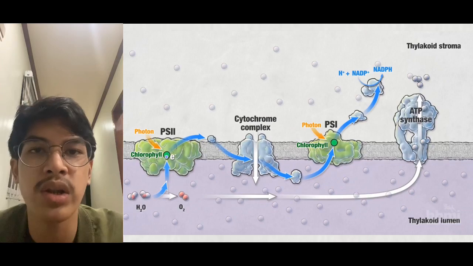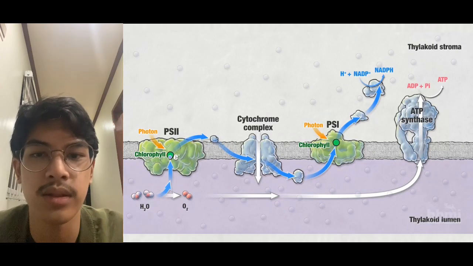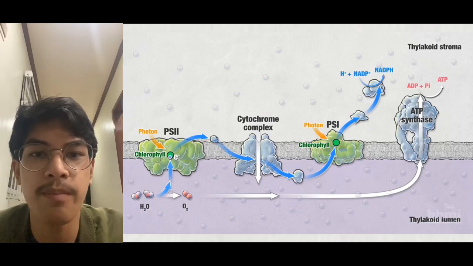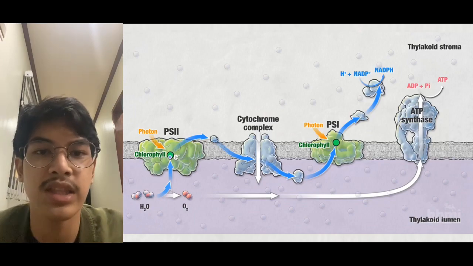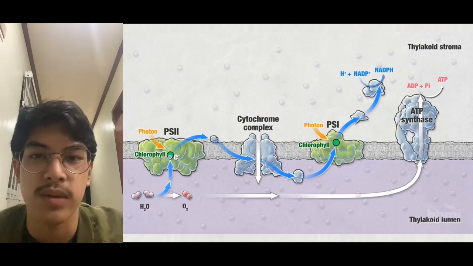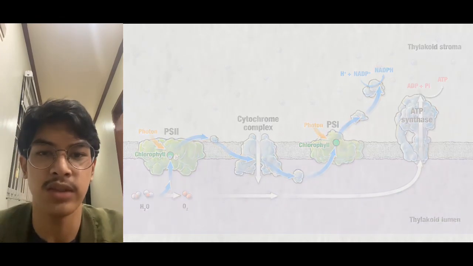through an enzyme called ATP synthase. ATP synthase uses the potential energy of the proton gradient to combine ADP with an inorganic phosphate to form ATP. In this way, the potential energy is transformed into chemical energy stored as ATP. ATP and NADPH now have stored energy from the light reactions. This energy can be used in the Calvin cycle, which we will discuss later.